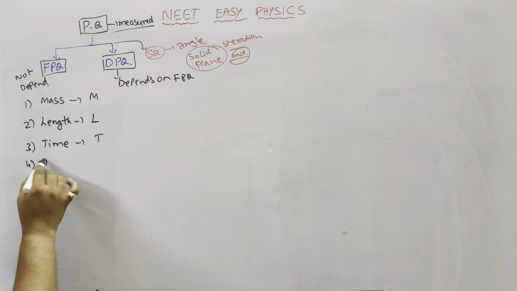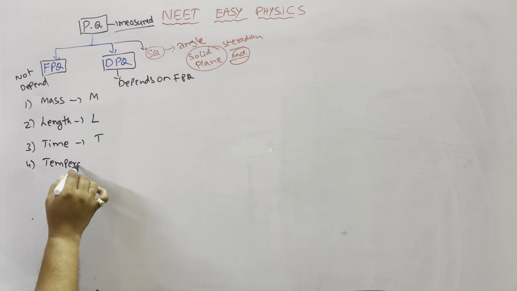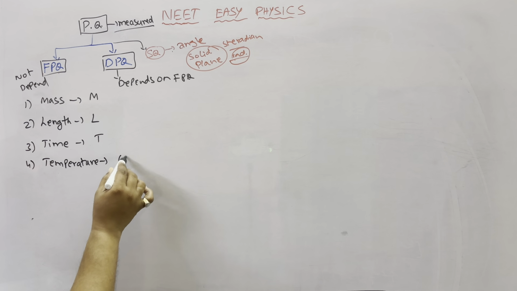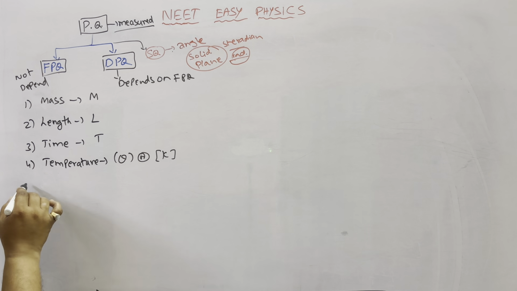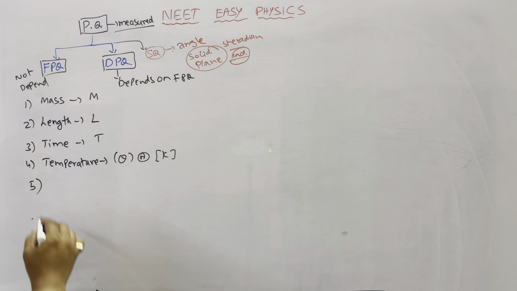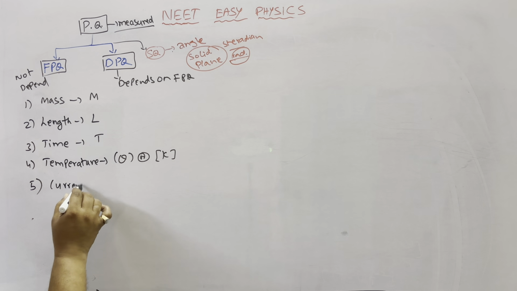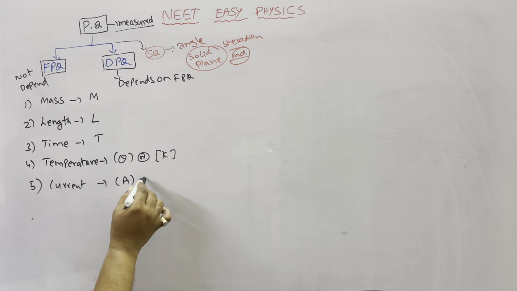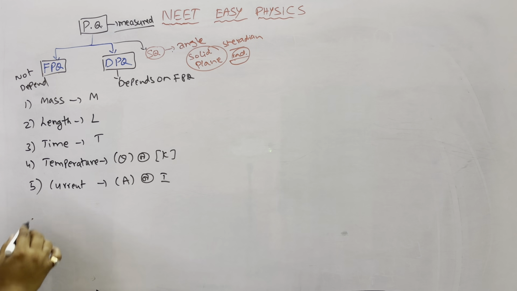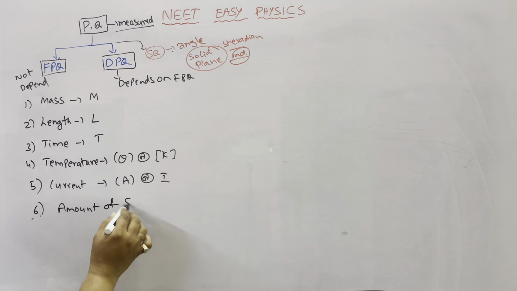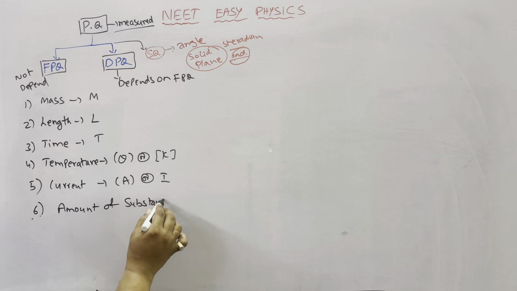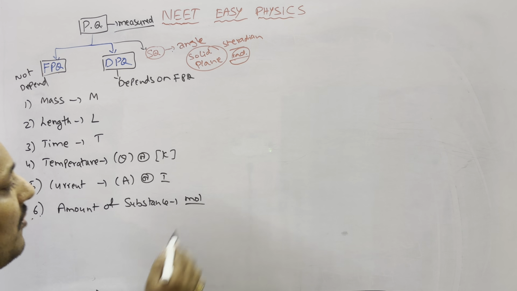Fourth one, temperature. In some books they write theta, in some books they write K. Fifth one, after temperature, electric current I am taking. In some books they write capital A or capital I also. Sixth one, amount of substance, that is nothing but mole.